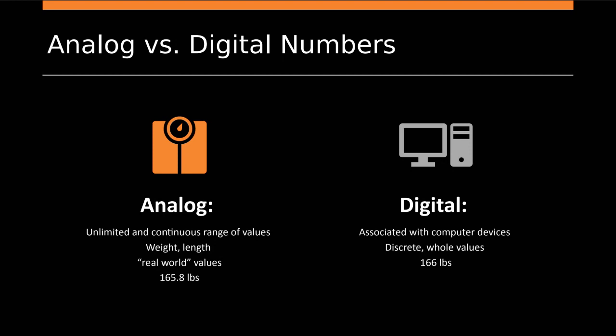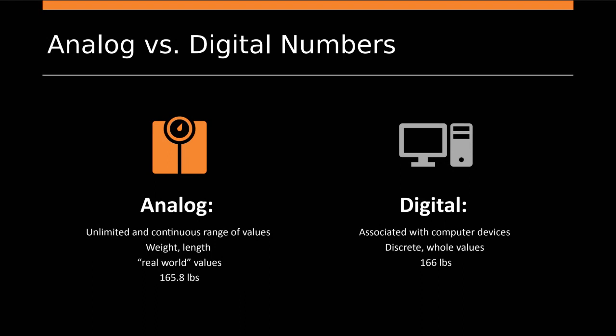This is precise values. So if you were to get on an analog scale, that scale is going to give you a precise, accurate value, even down to a specific decimal, right? So if you get on a scale and it reads 165.8 pounds, that 0.8 is telling you that that is an analog, precise value. So this is unlimited, and this is a continuous range of values.